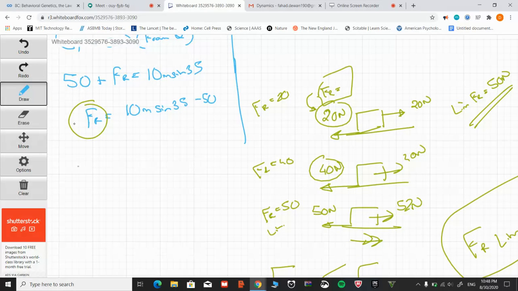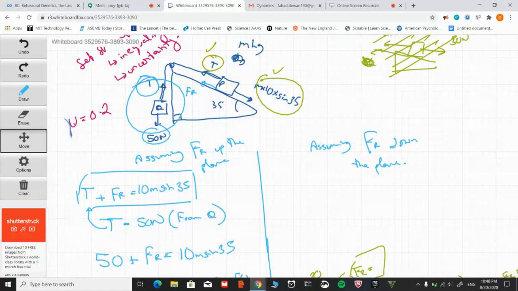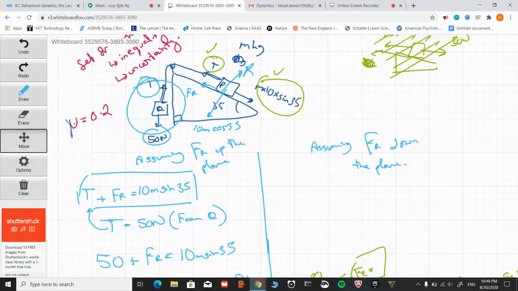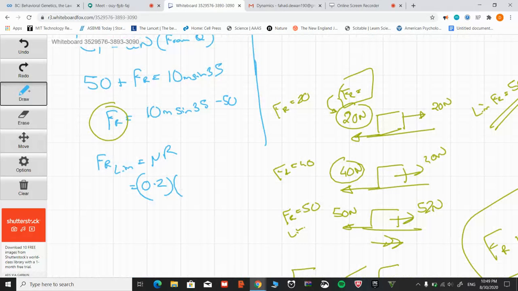So what is the value of the limiting friction? Mu R. What was the value of mu? 0.2. What was the value of R? Since we have an inclined plane, it's mg cos. Remember, if mg sin is down the slope, then this is 10 mg cos 35, because that will equal the normal contact force. These two must be equal. So since there are no other forces in that direction, 10 m cos 35 will be my normal contact force.